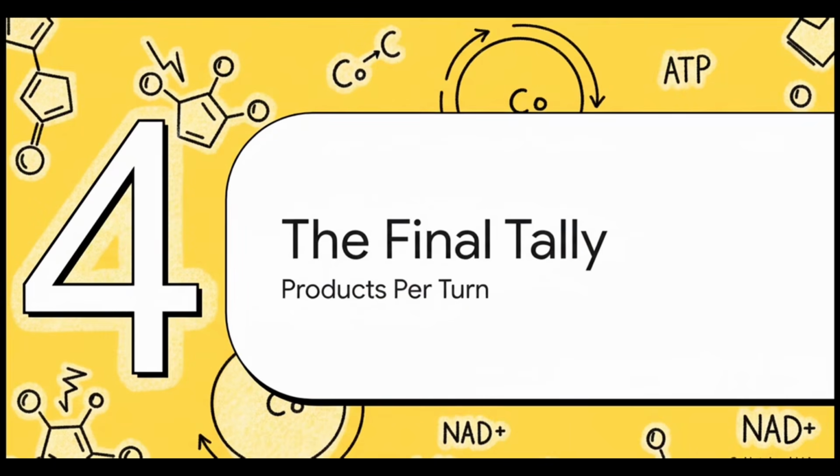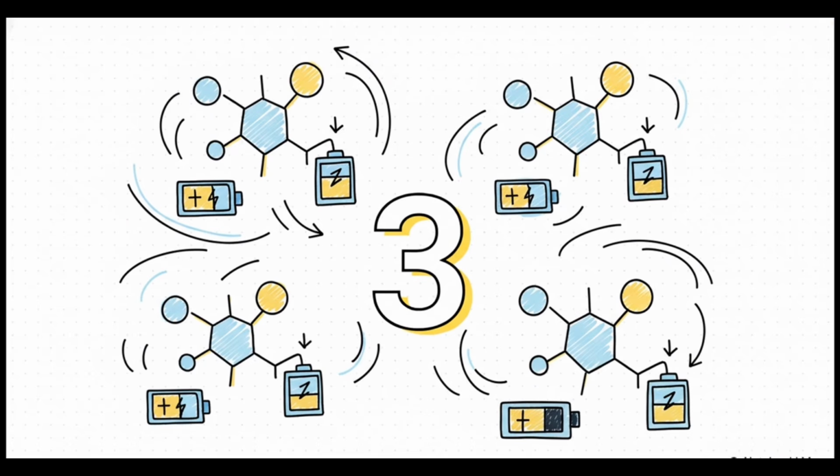Okay, so after all that complex chemistry, what did we actually make? What's the final output from just one spin of the cycle? Let's do the tally. We get 3 molecules of reduced NAD, and this, my friends, is the biggest prize. Think of these as 3 fully charged power banks just waiting to be used.